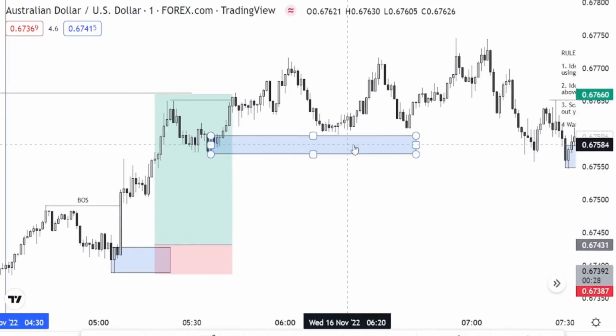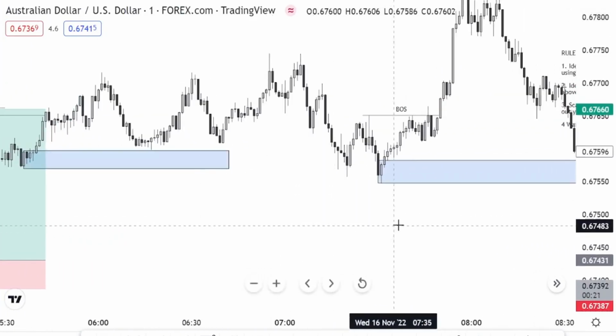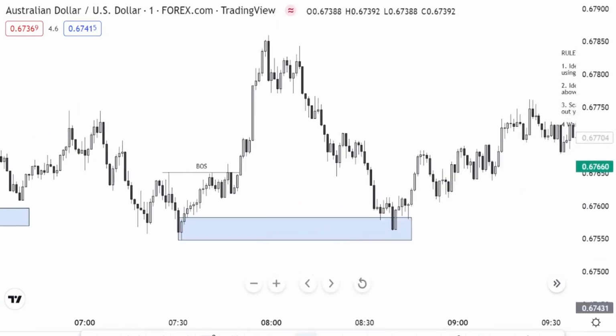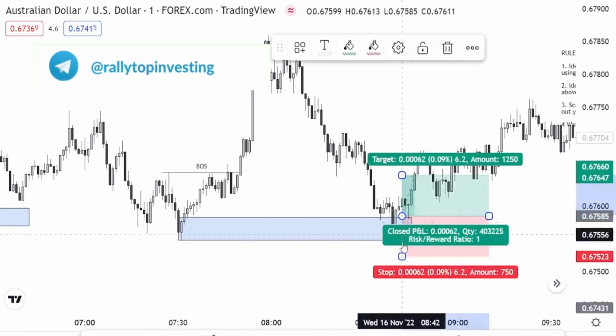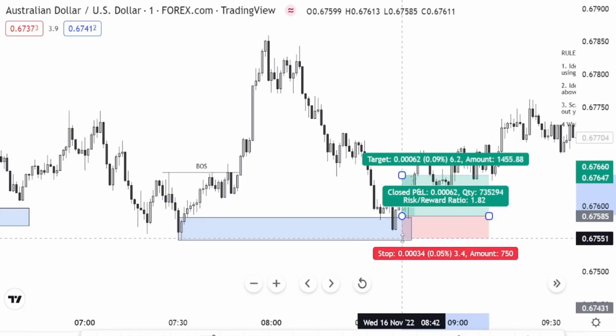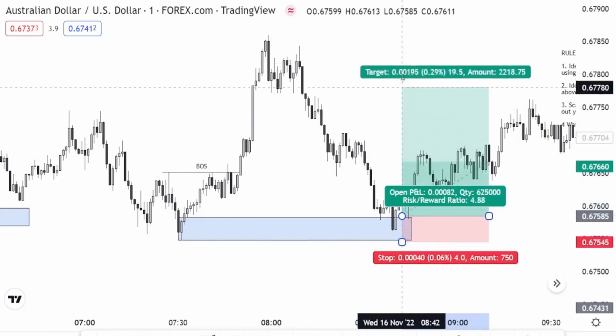And now this didn't work out. We narrowly missed this one because it didn't tap into our OB. But this one did. So let's frame this one too. This one did. We want to go long, so we can frame this too. Guys, this is a banger. I'm giving you this for free, completely for free.